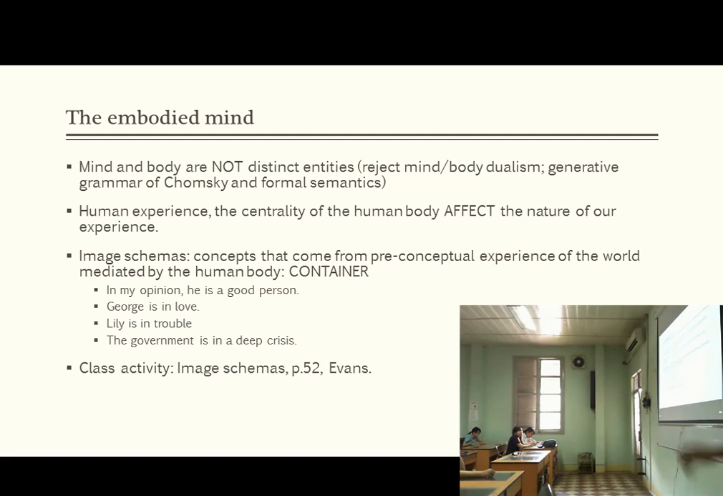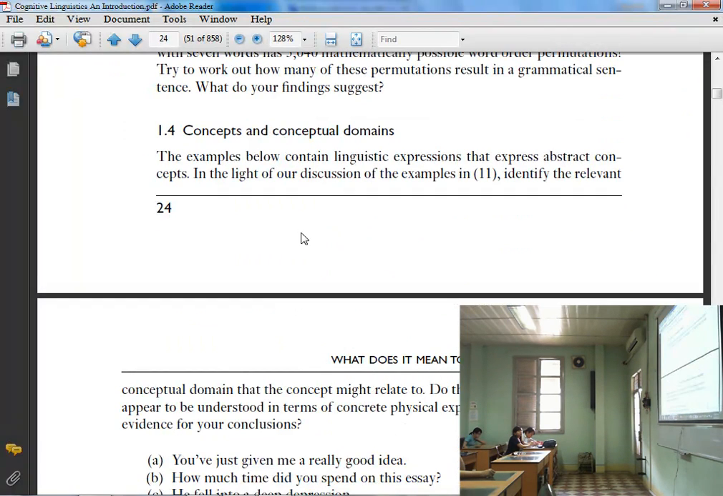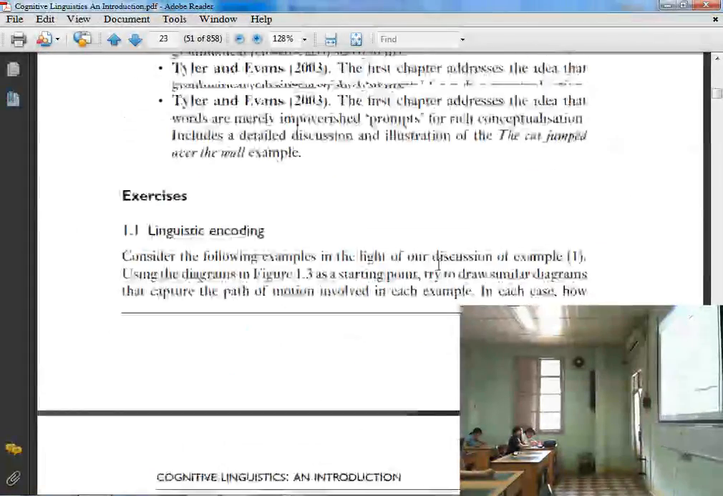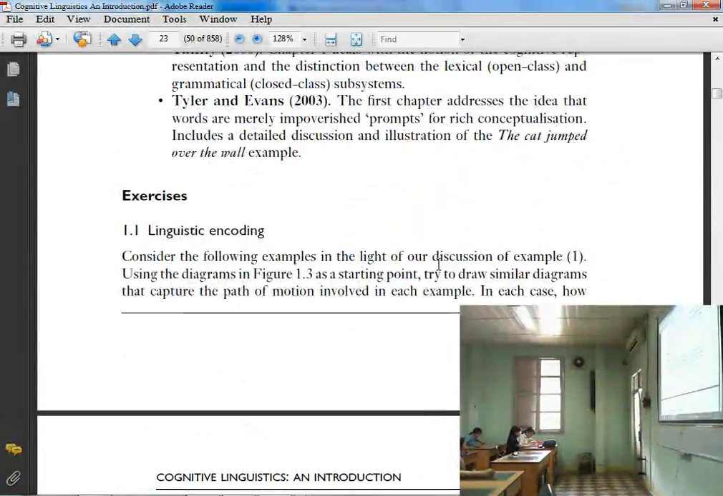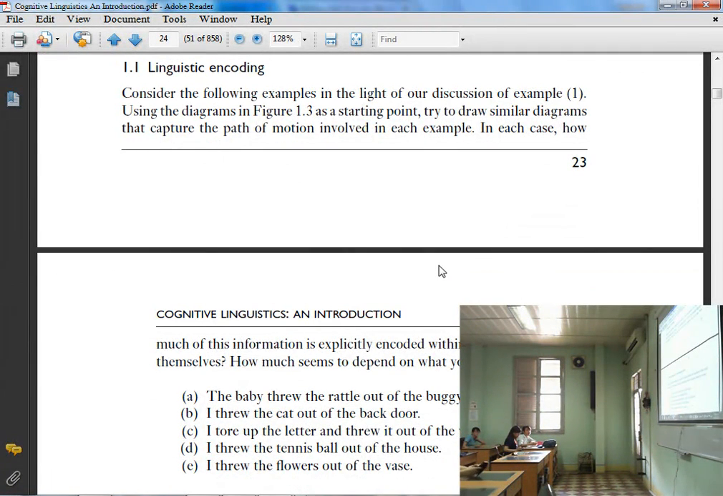So, just that. Now it's time to do some hands-on activity, and I hope this will help you understand the concepts we have discussed so far better. Now, could you open your books to page 23? Okay, so open the textbook to page 23.